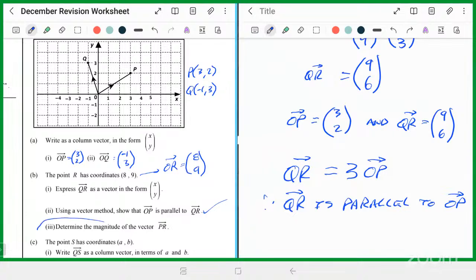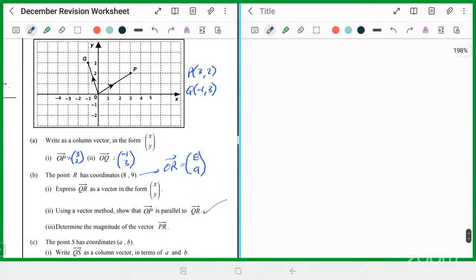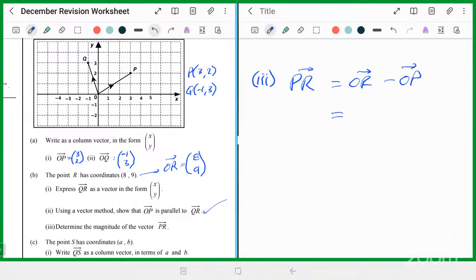Next one wants us to determine the magnitude of PR. Magnitude is the length or the size of PR. We don't have the vector PR yet. We're going to have to work it out and then calculate the modulus. So let's go. The vector PR for part 3 would be equal to OR minus OP. OR is this one, 8, 9, minus OP, which is this one, 3, 2.